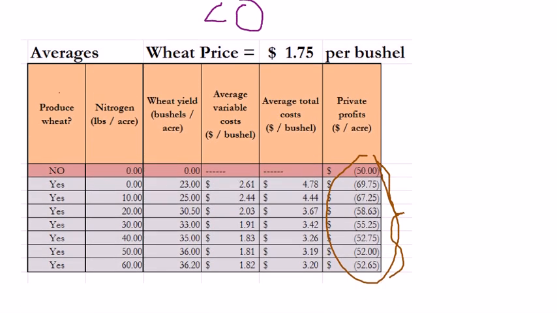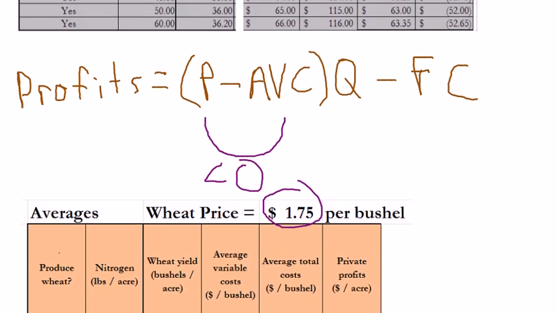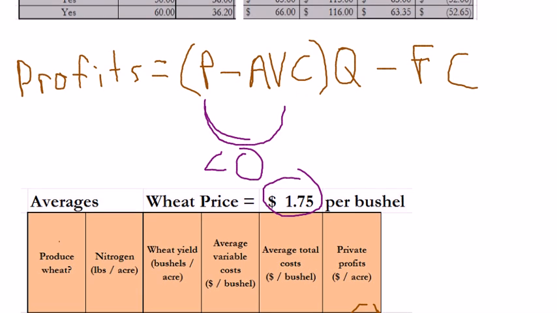Notice here in our table, the wheat price is $1.75 per bushel. The average variable cost at each different level of production is greater than $1.75 per bushel. And so no matter how much we produce, this term, price minus average variable cost, is always going to be negative. And let's just actually calculate it to show you exactly what I'm talking about.